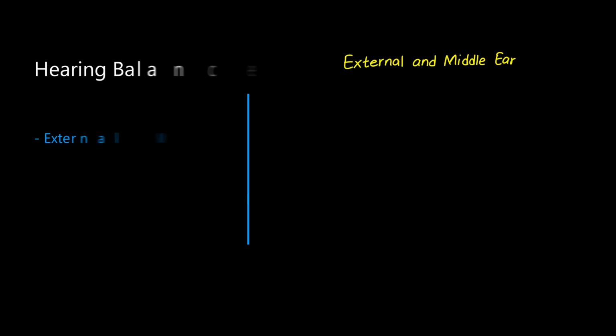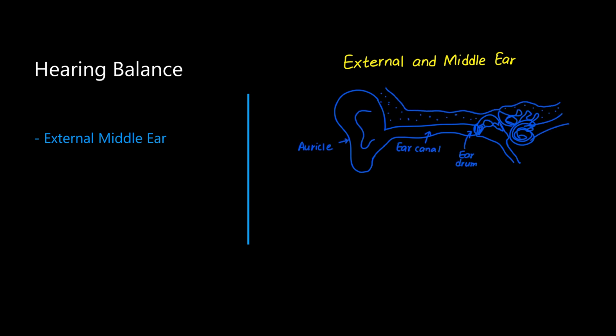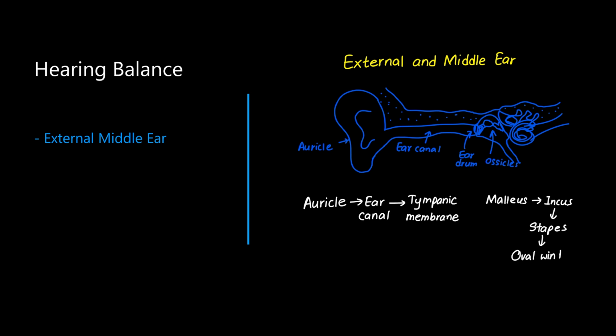Now for hearing, the external ear collects sound with the auricle and funnels it through the external auditory meatus to the tympanic membrane. The middle ear has 3 ossicles, the malleus attached to the eardrum, the incus in the middle, and the stapes pressing against the oval window. These are the smallest bones in the body.